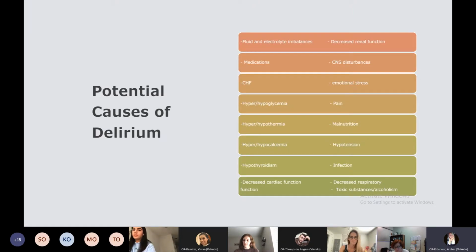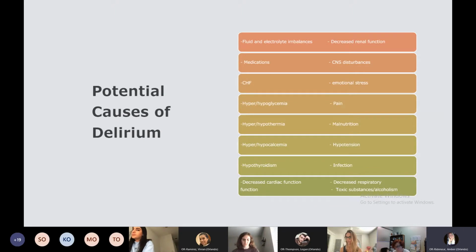So potential causes of delirium can be fluid and electrolyte imbalances, which can be caused from congestive heart failure, again, hypoglycemia, hypothermia, calcemia, and then also issues with the thyroid gland, and decreased cardiac function can also affect the causes of delirium, and renal function. Issues with the central nervous system can cause delirium.